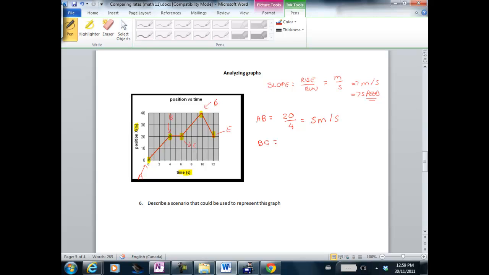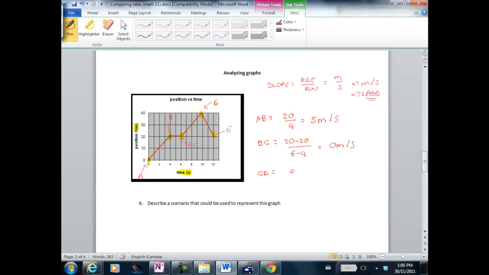Find the slope for BC. It's 0, because you go 20 minus 20 over 6 minus 4, which gives you 0 meters per second. Okay, find the slope for CD. And if you're lost, remember, we take 2 points. We take this point right here, your y number, which is 40, minus the y coordinate here, which is 20.